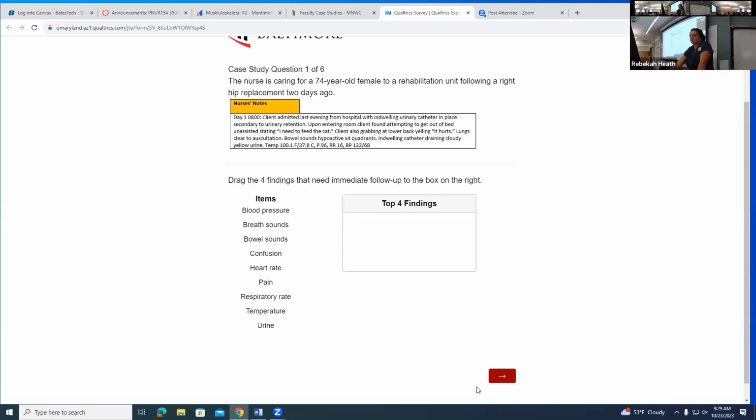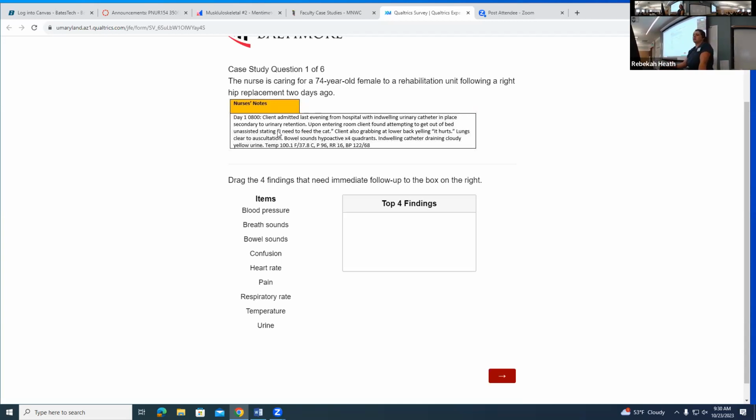Then it gives us nursing notes. I really want you to focus on these nursing notes to understand what they're saying. This says day 1, 0800, so we know this is today, right now. Client admitted last evening from hospital with indwelling urinary catheter in place, secondary to urinary retention. Upon entering room, client found attempting to get out of bed unassisted, saying, "I need to feed the cat." Client also grabbing at lower back, yelling, "It hurts." Lungs clear to auscultation, bowel sounds hypoactive times 4 quadrants, indwelling catheter draining cloudy yellow urine. Then it gives us her vital signs: temperature 100.1, which is also 37.8, pulse 96, respiration 16, blood pressure 122/68. That's our scenario.